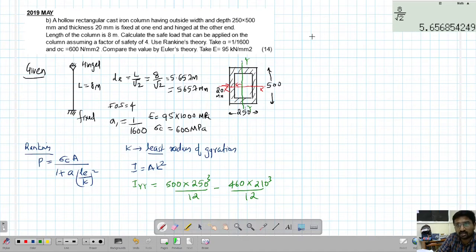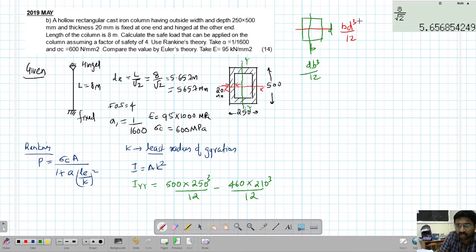Again, I'll just draw it here if you're confused. If this is B and this is D, the moment of inertia about this axis is BD cube by 12, and the moment of inertia about this axis is DB cube by 12. So this DB cube is what I am taking here. D is 500, B cube. Now since it is hollow, from the outer rectangle moment of inertia, I have to reduce the inner rectangle moment of inertia. That is what I have done here.